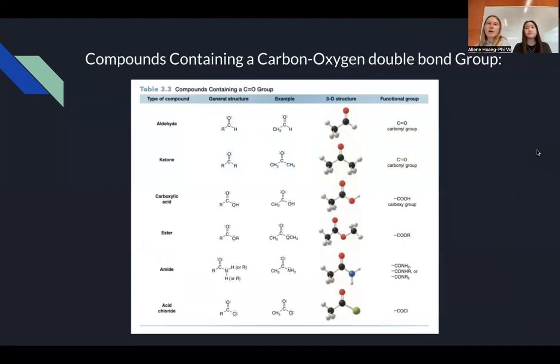The last group are compounds containing a carbon-oxygen double bond. These are just some more examples of those. And as you can tell, they all have different shapes, which help determine what they treat and what they are used for.